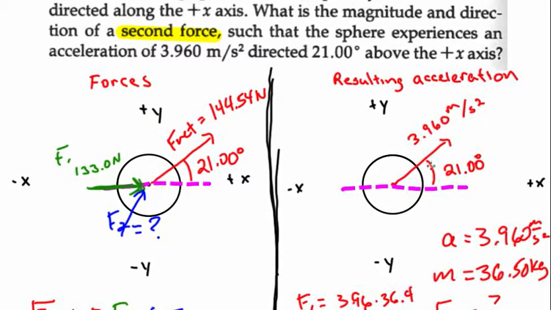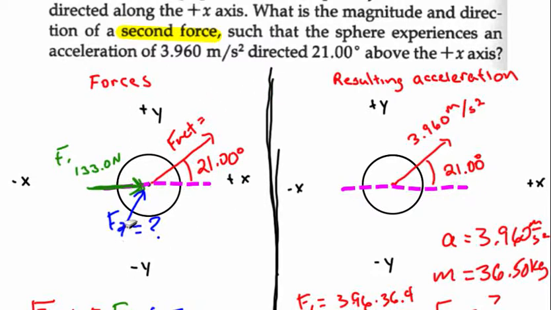3.96 meters per second squared acceleration that results because some force 2 comes along and hits the sphere and creates this acceleration that we have over here. That's 21 degrees above the positive x. I have that here, and I'll show you how I get that number. Let me erase that.